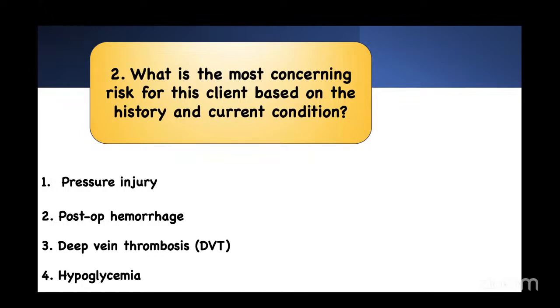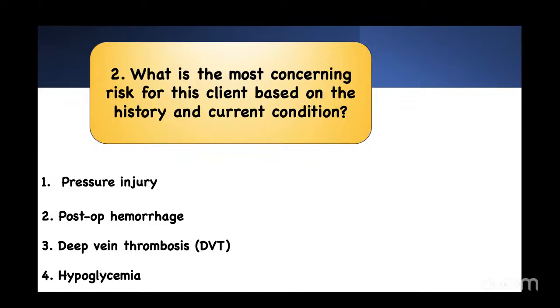But which of these do you think you should prioritize? What should the nurse worry about? Pressure injury, we can deal with it later on. The patient just had surgery, so I'm not worried. We try to move them. Post-op hemorrhage, yeah, I should worry about it.